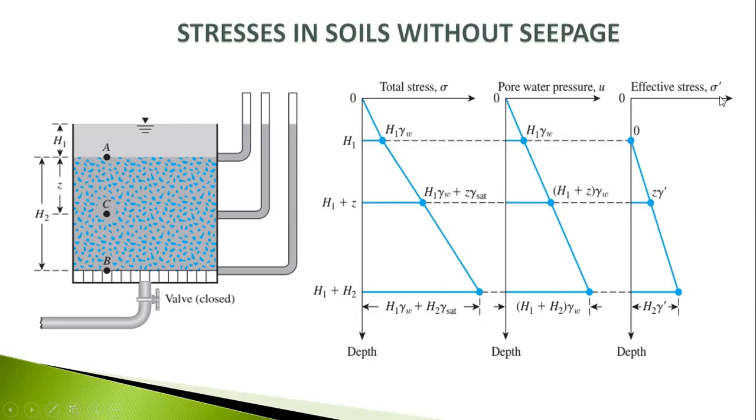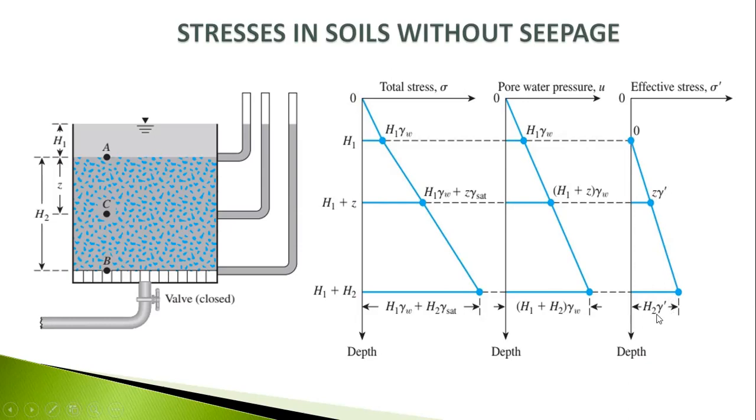So how much will be the effective stress? We have to deduct this from this, so we will find 0. We have to deduct this one from this. Now we will find Z gamma bar. See, this one is gone. So if we write gamma sat minus gamma W, that is called gamma prime, the submerged unit weight. So we found the effective stress Z gamma prime.